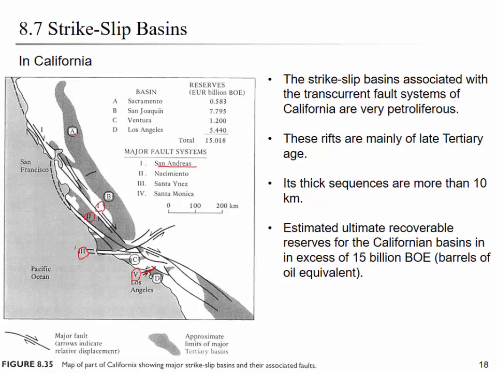And you have Sacramento Basin here, and San Joaquin Basin, and Ventura. So there are several basins along this strike-slip basin, the major fault. Strike-slip basins associated with transcurrent fault systems of California are very prolific. And these rifts are mainly of late Tertiary age. Thick sequences are more than 10 kilometers. So strike-slip provides the deepest basin, typically. The thinnest one is the intracratonic, right? And estimated ultimate recoverable reserve for California basins is more than 15 billion barrels of oil and gas.